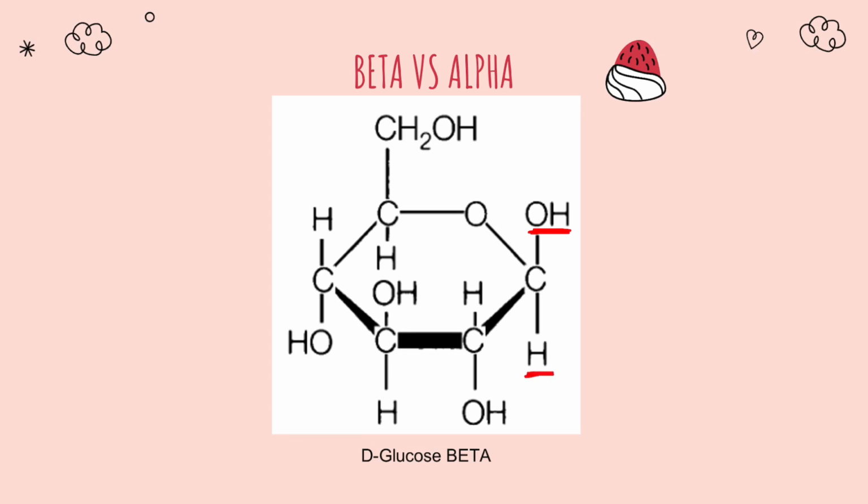So essentially, when you have an OH group on top, so a hydroxyl group on top and a hydrogen on the bottom, the hydrogen on the bottom means beta. So bottom beta, you can think of it like that. Now, you may be thinking, well, this side is switched, so why isn't it alpha?